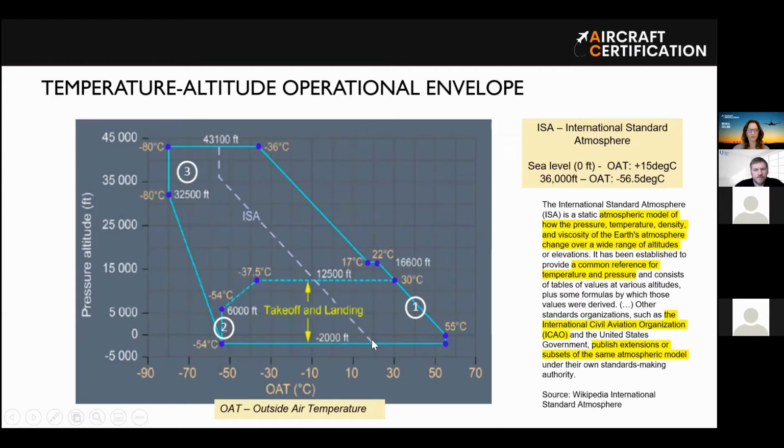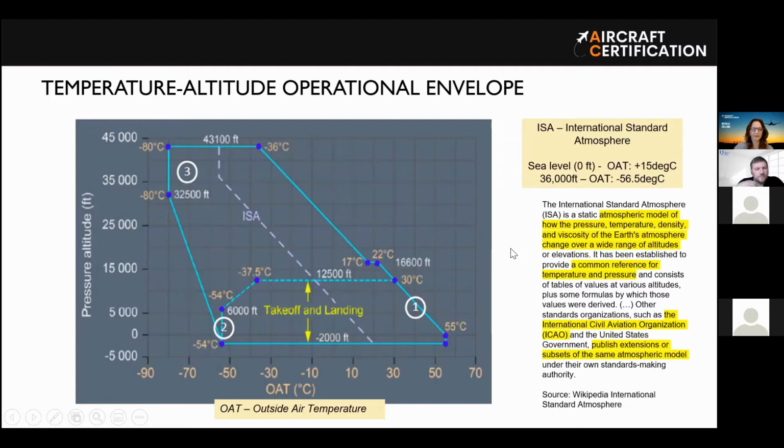And when we start going up in altitude, the temperature will drop linearly until it reaches minus 56.5 at 36,000 feet. Okay, so this is the ISA line. And in this model, beyond this altitude, the temperature is constant at minus 56.5. This is a very important line, and many times we define the operational envelope of the aircraft in terms of this line, and I'll show you right now.